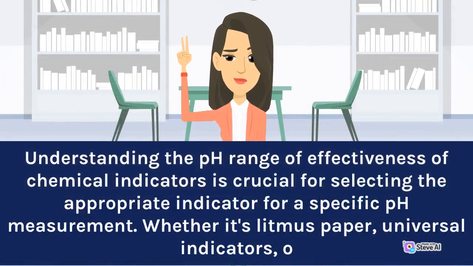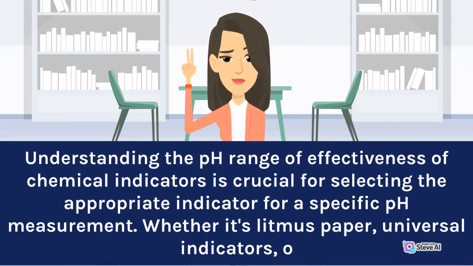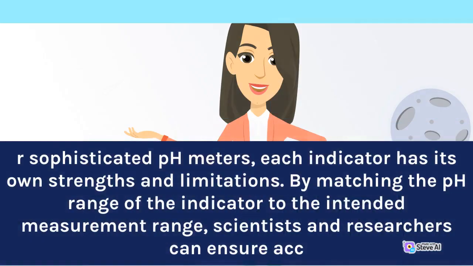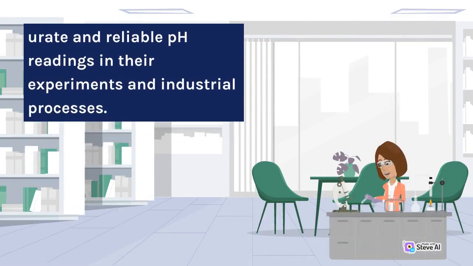Understanding the pH range of effectiveness of chemical indicators is crucial for selecting the appropriate indicator for a specific pH measurement. Whether it's litmus paper, universal indicators, or sophisticated pH meters, each indicator has its own strengths and limitations. By matching the pH range of the indicator to the intended measurement range, scientists and researchers can ensure accurate and reliable pH readings in their experiments and industrial processes.